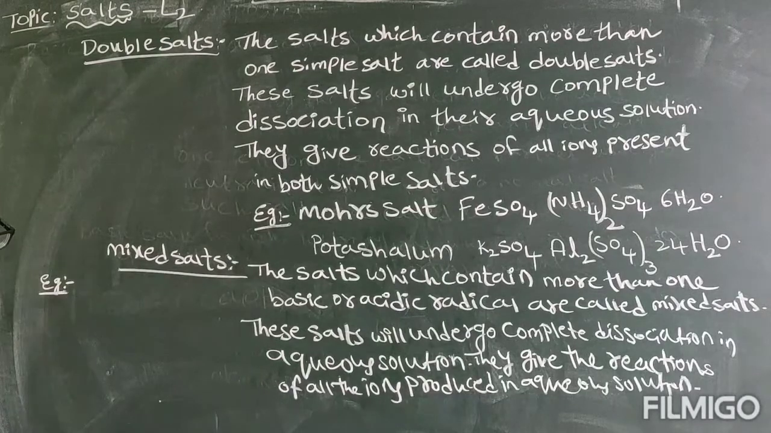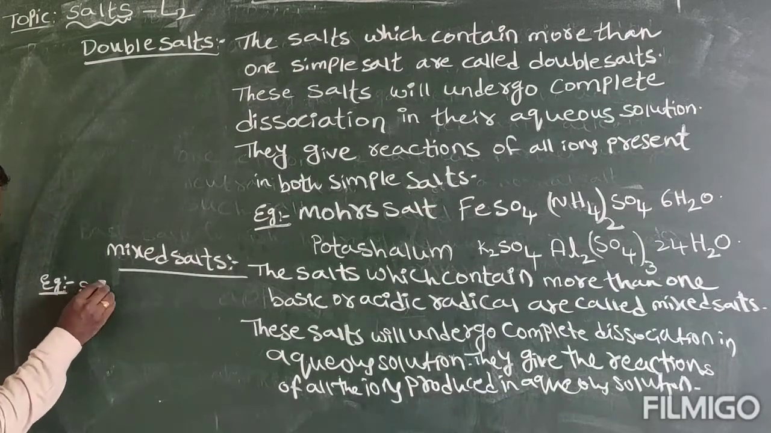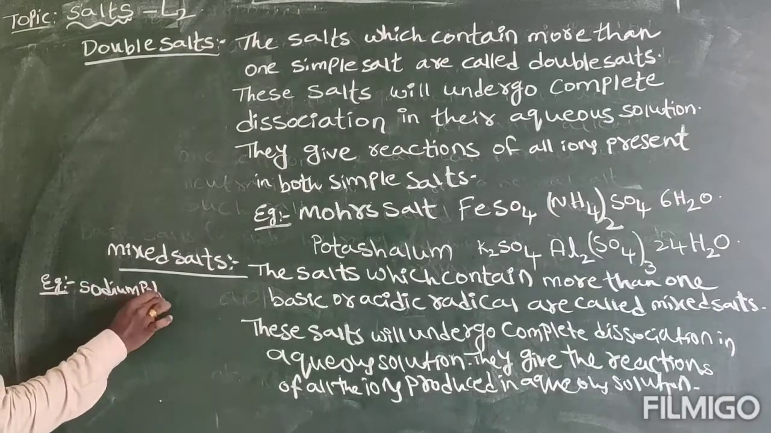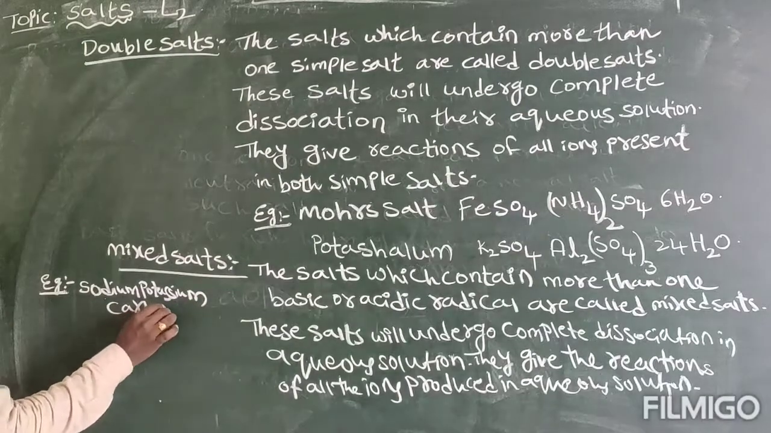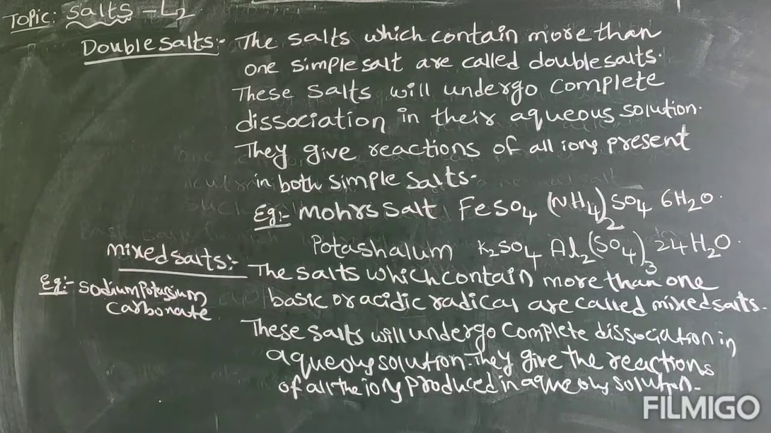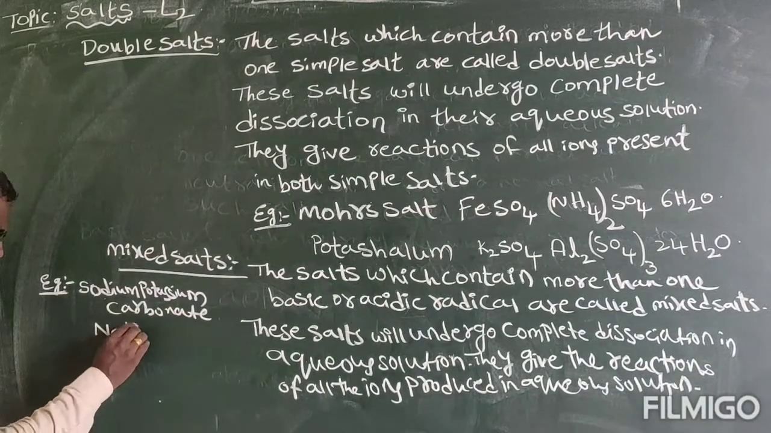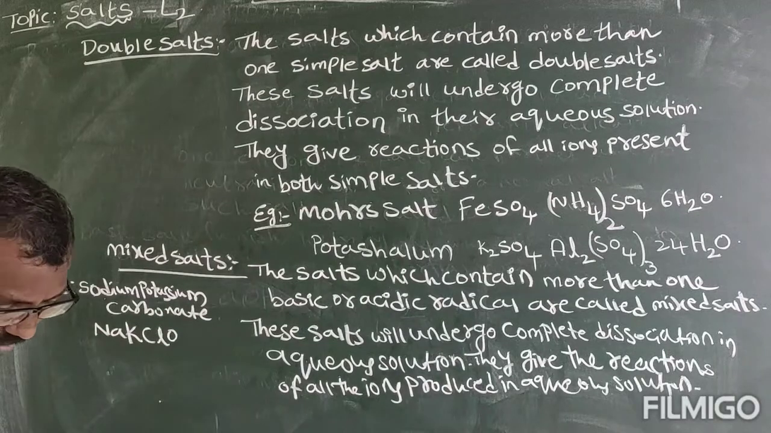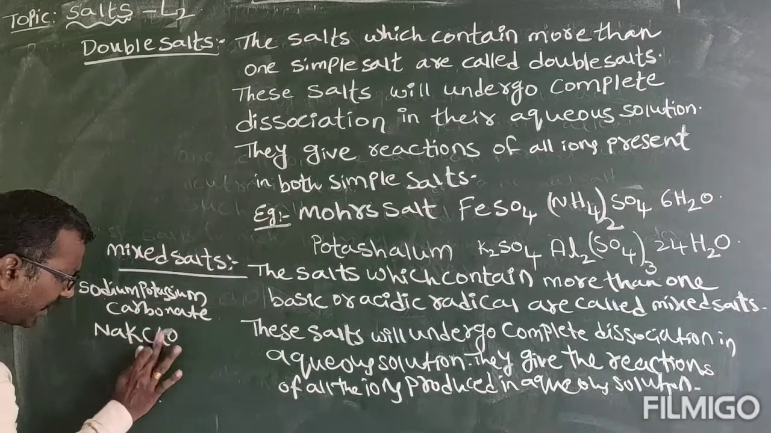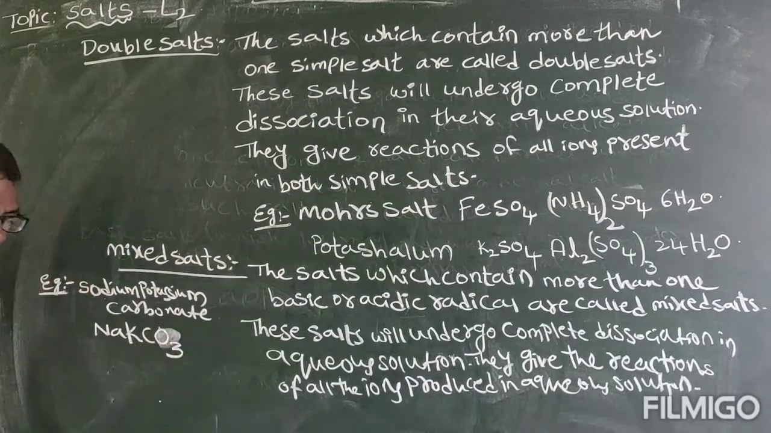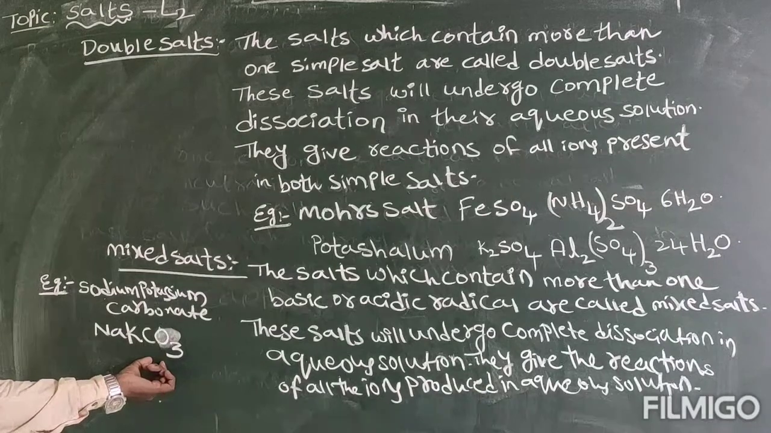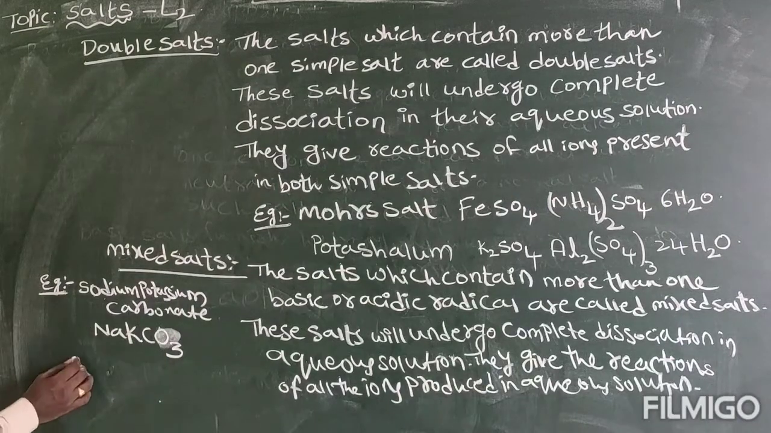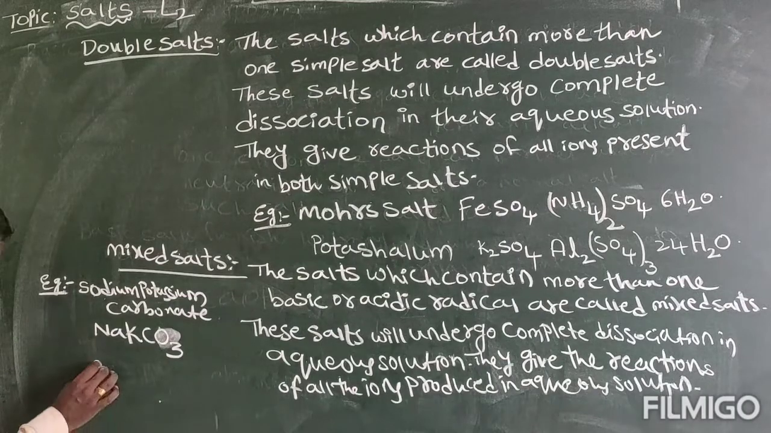Okay, the example is sodium potassium carbonate salt. So the formula is NaKCO3. It contains the radicals Na+, K+ and CO3 2-. That is one example.